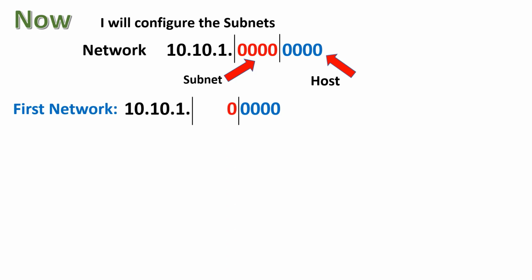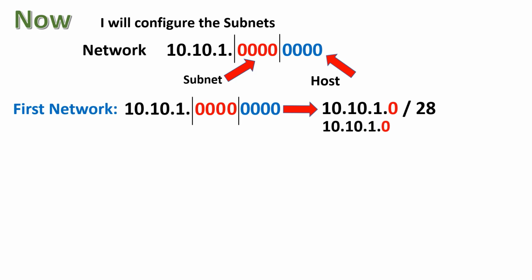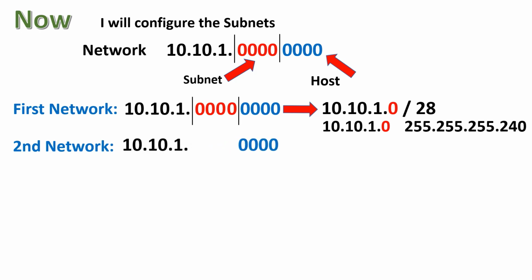So we draw 2 lines here, and we fill for the first network the subnet portion with zeros. So our first network will be 10.10.1.0/28, 10.10.1.0 with subnet mask of 255.255.255.240.